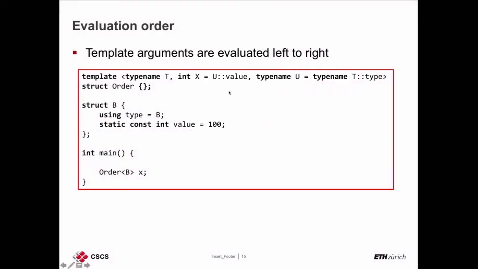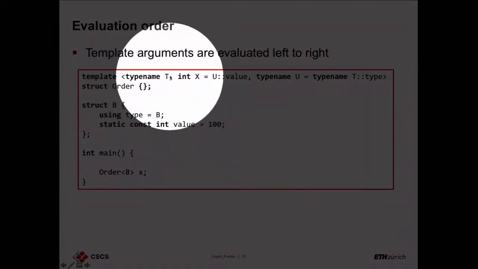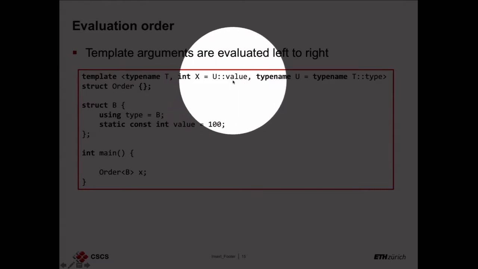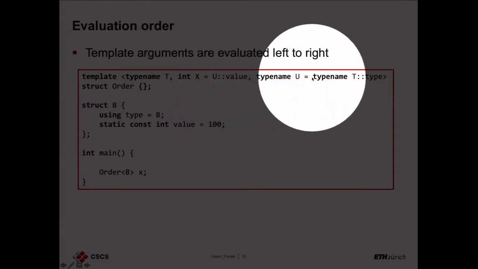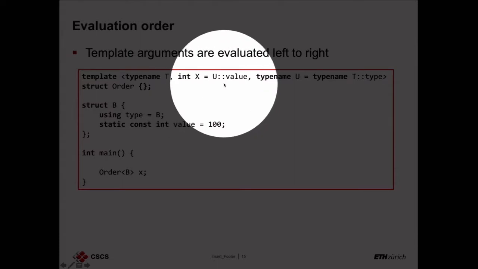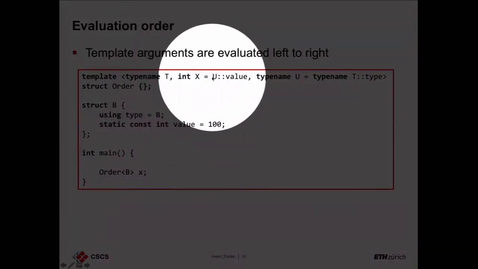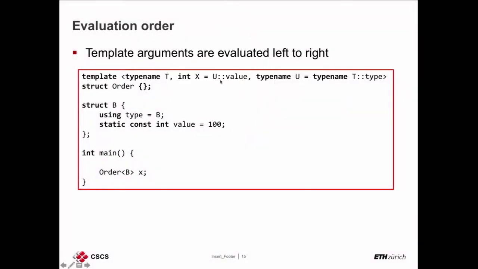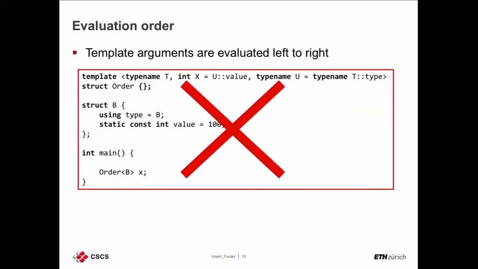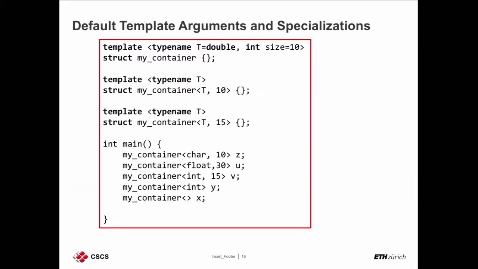But if I do typename T, and X is U::value, and U is defined later on, U is T::type, this would not compile, because it doesn't know X before knowing U. So it doesn't know what U is. At this point, it goes here and says, well, I don't know what U is. I stop. So it is evaluated from left to right. It's probably something you never encounter, but it might be a problem at some point.